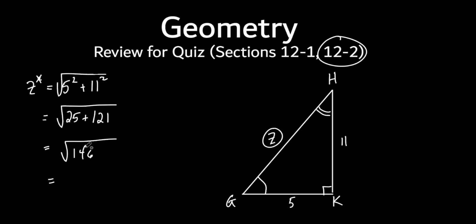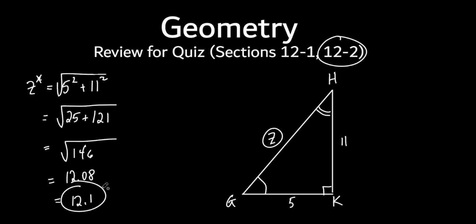Because I told you to round it to the nearest tenth. So the square root of 146 is 12.08. Watch this. Don't write this as your answer though, but it's 12.08 and so on. What does that 8 do to the 0? It rounds it up. So what's your final answer? It's 12.1. So that should be your answer.